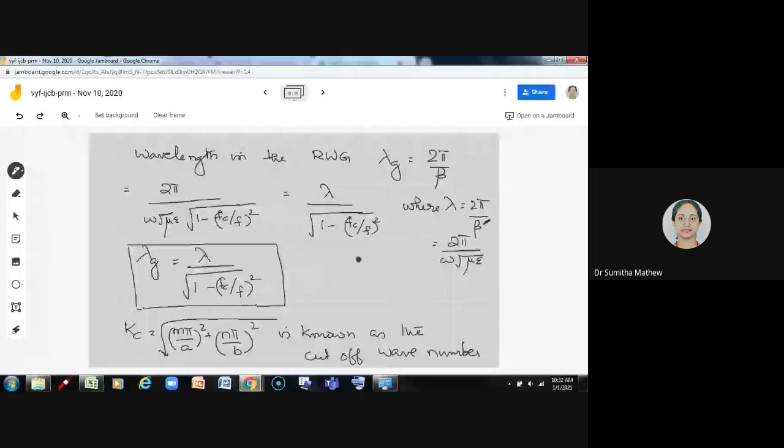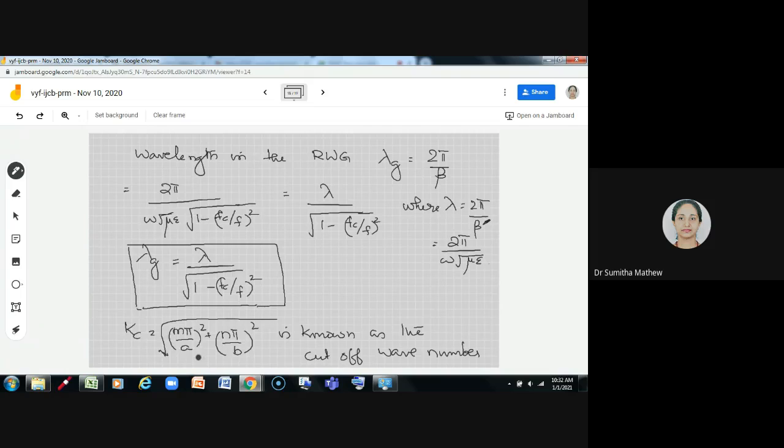So this is the expression for guide wavelength, not the operating wavelength, but guide wavelength. It is also different from cutoff wavelength. Okay, for cutoff wavelength we have another expression. This is the guide wavelength, or wavelength in the guide, given by lambda by root of 1 minus (fc by f) whole square, where fc is the cutoff frequency.